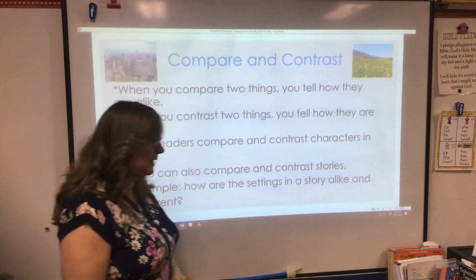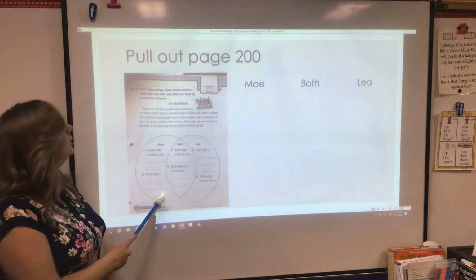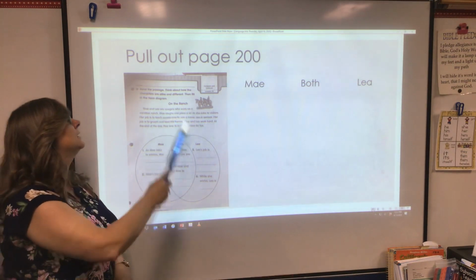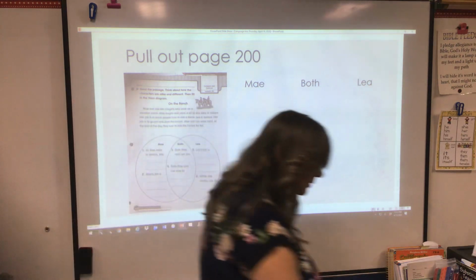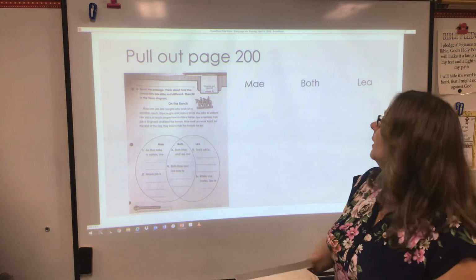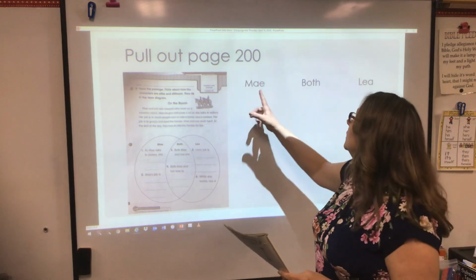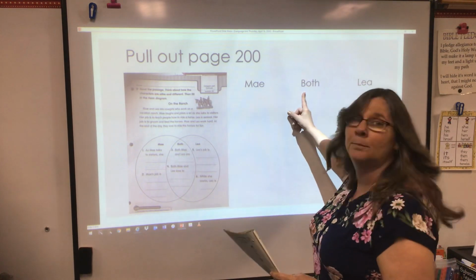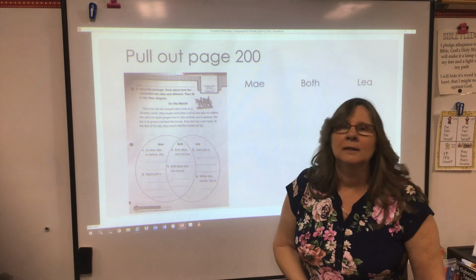All right, so comparing and contrasting, just some little reminders there. So we're going to look at the paper now that we're going to do. You find this paper right here. It's got the little horses on it. It says On the Ranch. So if you find that paper, and let me see if I can find it here. I've got this one here. I'm going to go ahead and read this to you. And then we're going to talk about how May and Leah are alike or different.